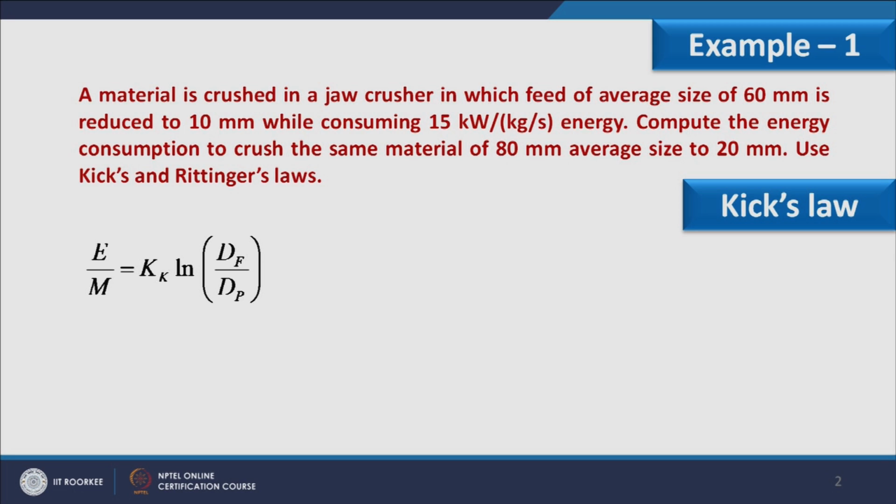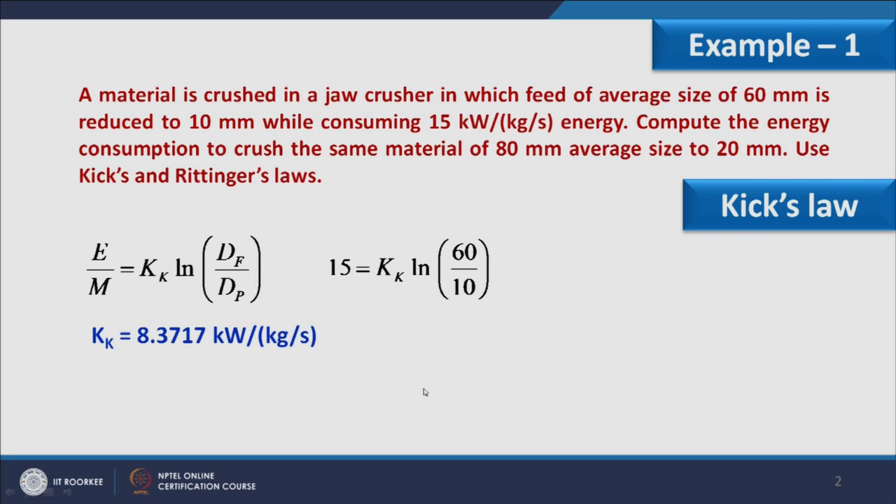Once we use these values in the expression, E by m is replaced with 15, equal to Kk ln 60 over 10, and after resolving it we can calculate the value of Kick's constant, which comes out as 8.3717 kilowatt per kg per second. Here you see the unit of Kick's constant is equal to that of energy in the present case, because the diameter is in ratio form. So, the unit will be the same as that of energy.